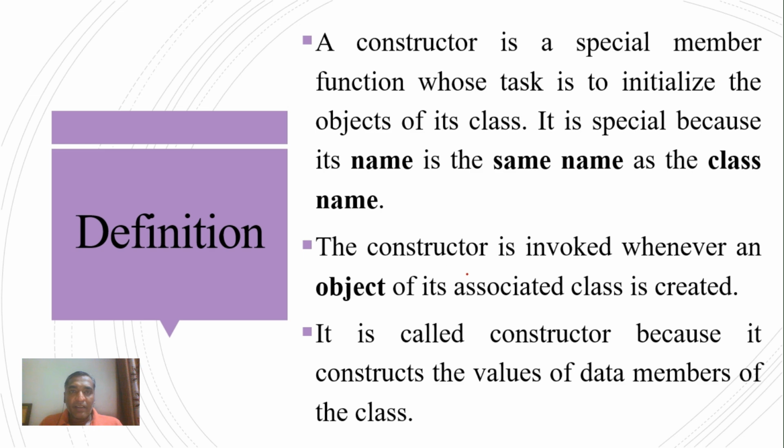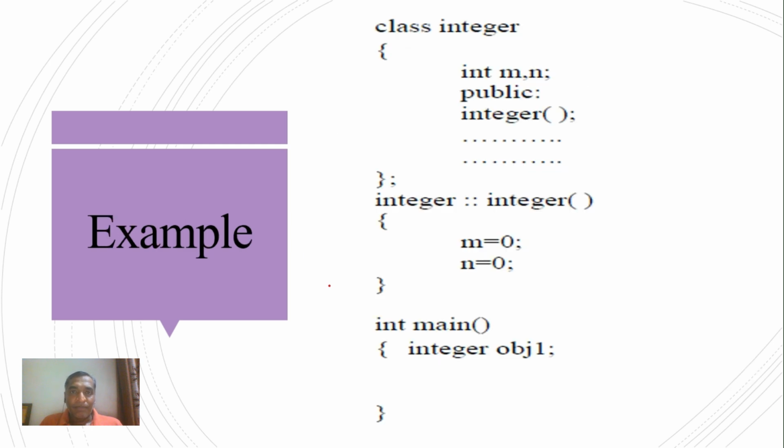So what is meant by a constructor? It has the same name as the class. It is a special member function whose task is to initialize the objects of its class. The constructor is invoked whenever an object of its associated class is created. It is called a constructor because it constructs the values of the data members of the class. So this is the definition of a constructor.